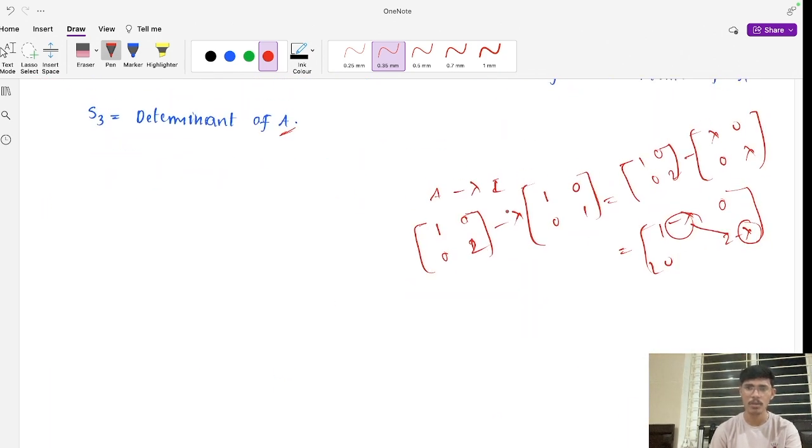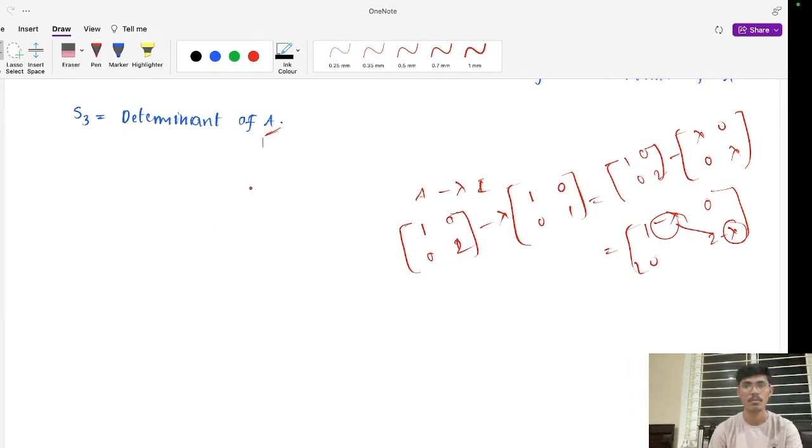We can see one example. You can easily identify how we can find the eigenvalues and eigenvectors. We can see one example in the next video.